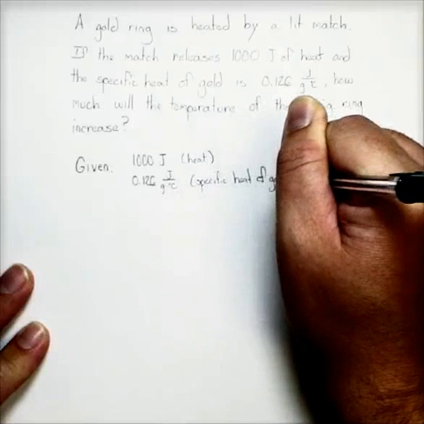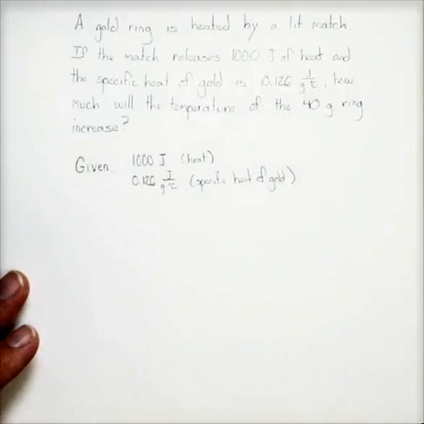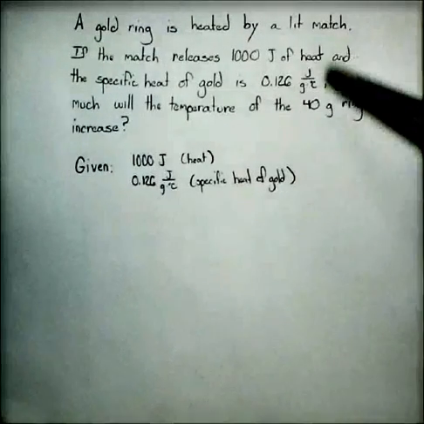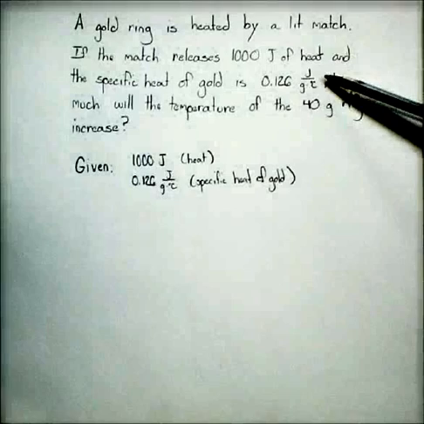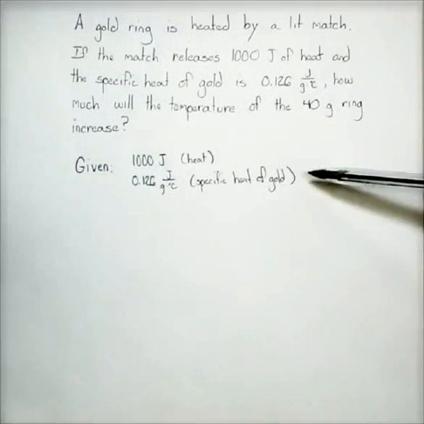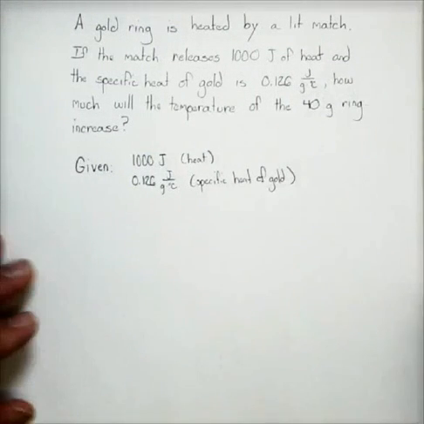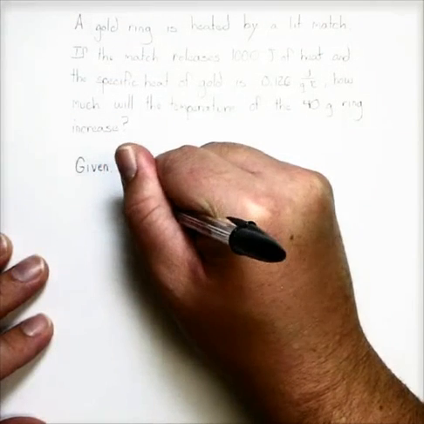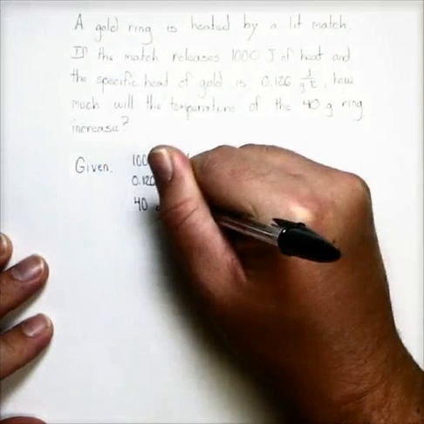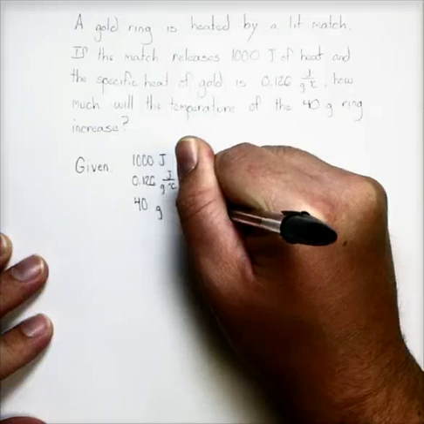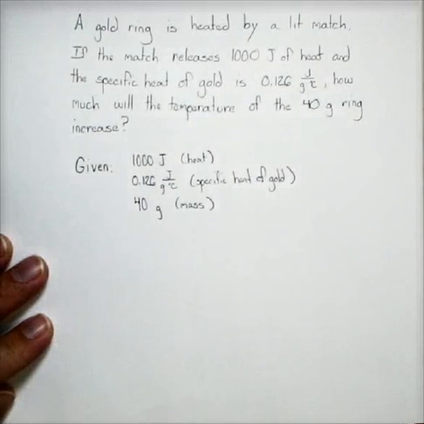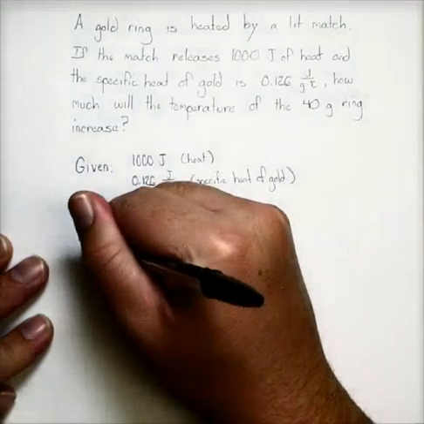And that matters because the specific heat of each substance is different. So if I was dealing with something where I had two different substances that were heating up, I would have to keep track of which specific heat belongs to which. And we have 40 grams. Remember, grams is a unit of mass. So that's all for our givens. I don't see anything else in there.